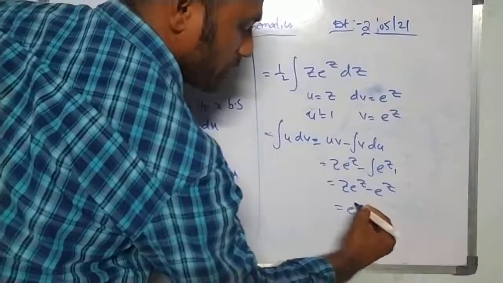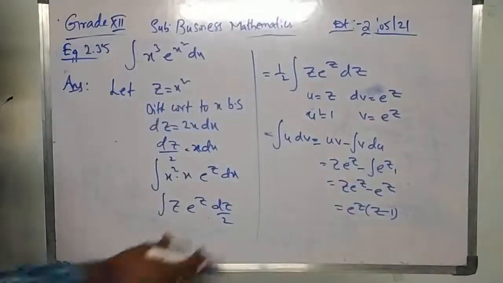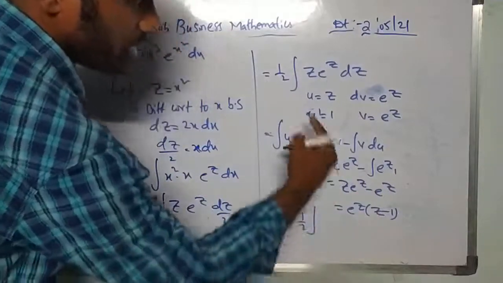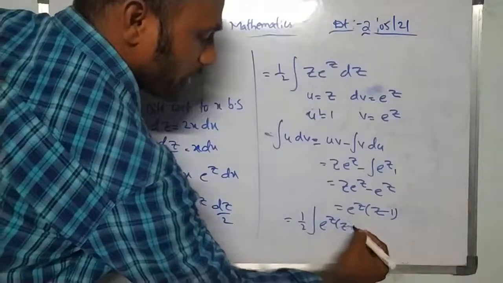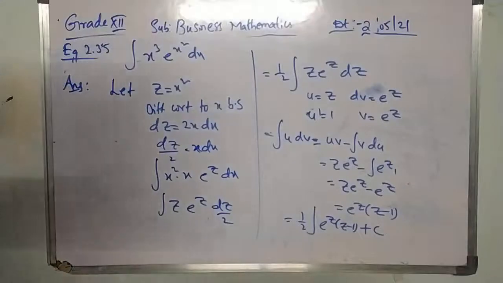So we can take e power z as common. So the answer will be z minus 1. So this step we will apply here. So what are we going to get here? 1 by 2 integral z e power z means e power z into z minus 1 plus c. This is integration by parts.